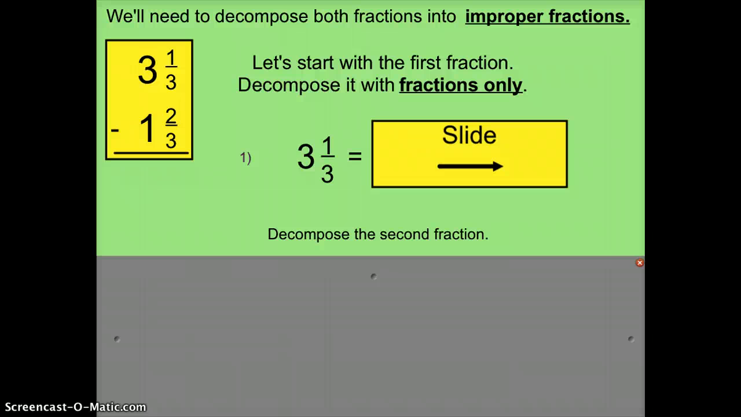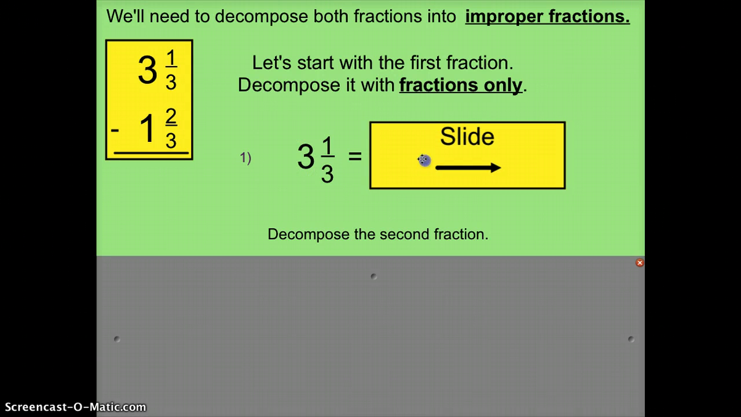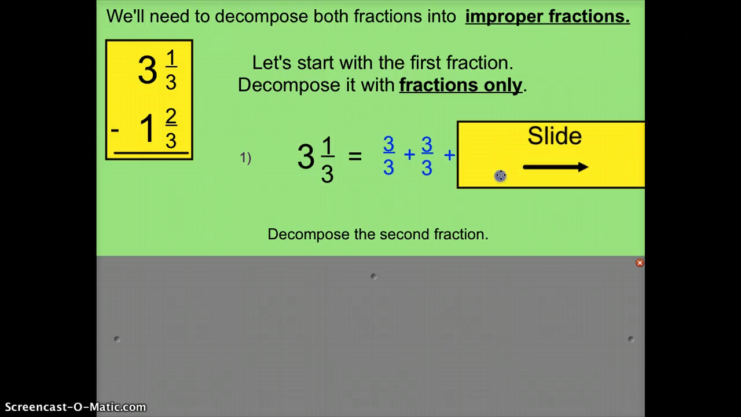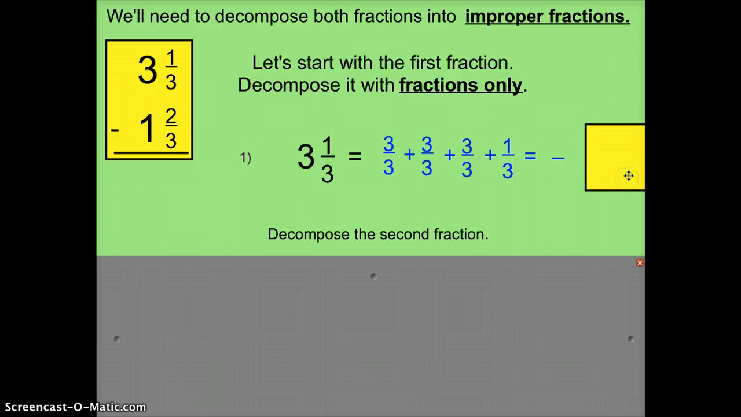And I'm going to think about 3 and 1/3. So that means 3 wholes, the size of each whole is 3/3. So 3/3 3 times. Here's 3/3 once, 3/3 twice, 3/3 3 times, plus 1/3. And that equals 3, 6, 9 plus 1 is 10/3. So I'll use that later.